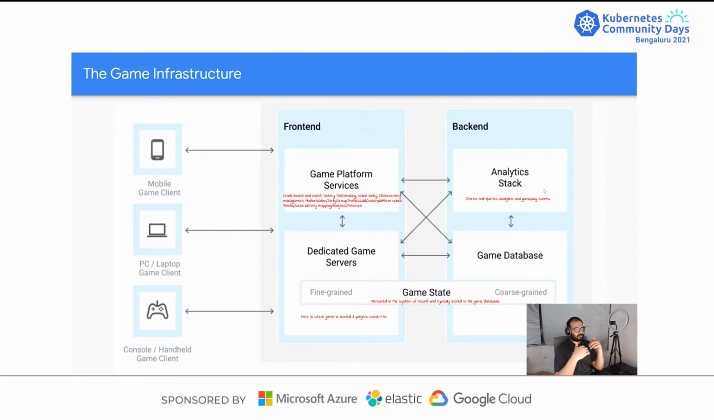Game platform services take data from or write data to the game database. Dedicated game servers keep sending information to the analytics stack. At a high level, these are the four building blocks available in a game infrastructure. Now this can be hosted on-premise, private cloud, public cloud, or a fully managed solution.